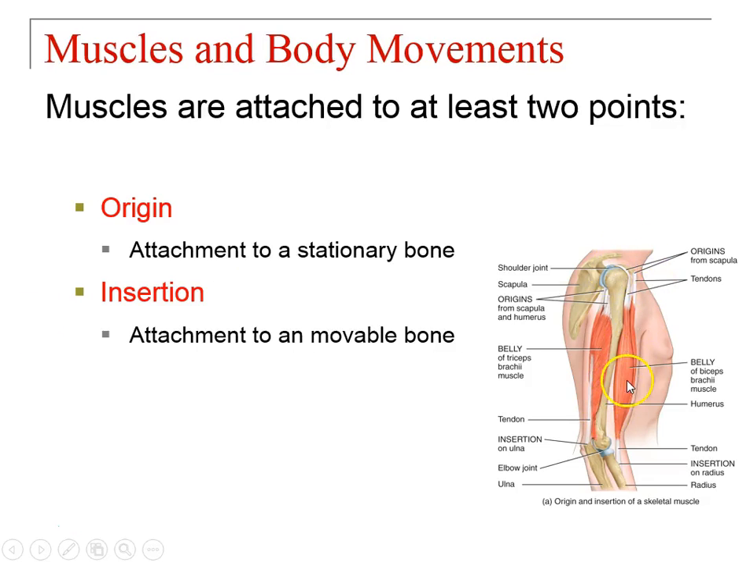One of the bones stays still while the other moves. So the bone that doesn't move is called the origin. The attachment that does move is called the insertion. So like in the biceps here, you can see it attaches into the radius and into the scapula and humerus. When it contracts, it causes the radius to move. So that's going to be the insertion. This is going to be the origin.